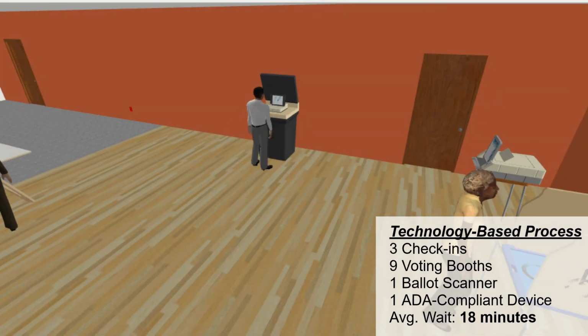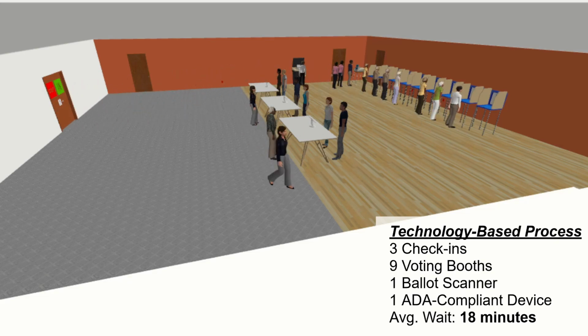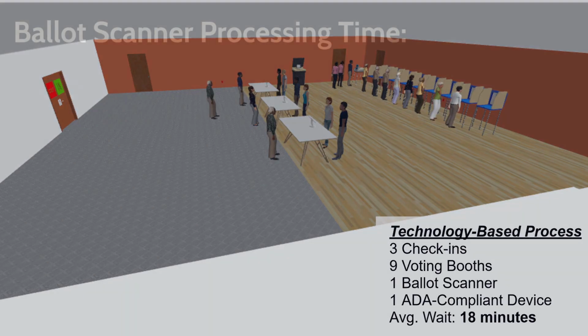We assume that the resource allocation for this voting process consists of 3 check-in devices, 9 voting booths, 1 ballot scanner, and 1 ADA-compliant ballot marking device. With this resource allocation, voters wait on average 18 minutes to vote. To investigate the effect of using a new ballot scanning device in this polling location, we must first understand the processing time of the existing and new ballot scanners.